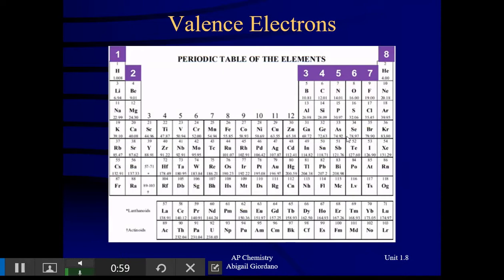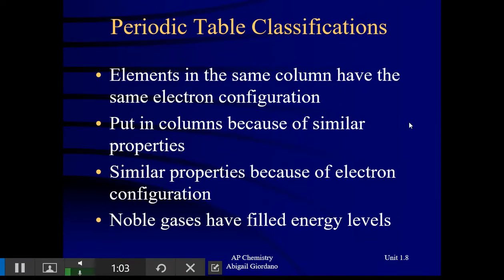What I want to make sure that you all know is that since elements in the same columns have the same number of valence electrons, that means they will have the same electron configuration, and thus similar properties. Elements in the same column have similar properties. That's why they're called families. For example, sodium chloride and sodium bromide are compounds that will behave not exactly the same way, but similarly, because each compound contains a halogen.